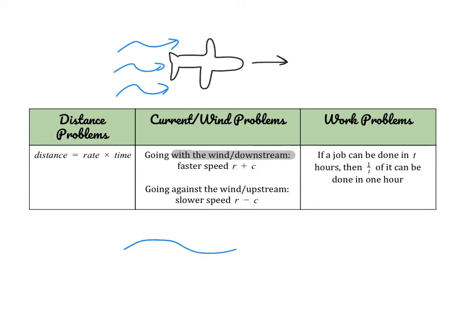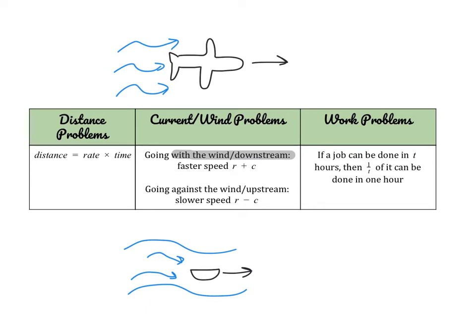And let's say you're paddling in a river. So let's say here's a river like this, and the river is going this way. And here's your little boat or your canoe, and you're going downstream. Again, you're going faster because if you're going the same direction as the river, it's kind of pushing you forward, so your speed is faster. So it's the speed of the boat plus the speed of the river.